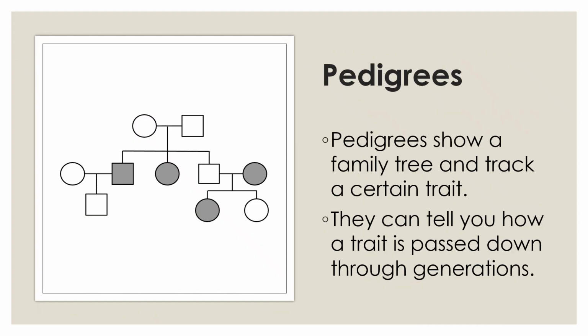All right, let's move on to pedigrees. So a pedigree is going to show a family tree and it will track a certain trait. So these can tell you how a trait is passed down through generations. If you get really good at pedigrees, you can tell if the particular trait is autosomal dominant, autosomal recessive, sex linked. You can tell all of these different things when you get really good at pedigrees.